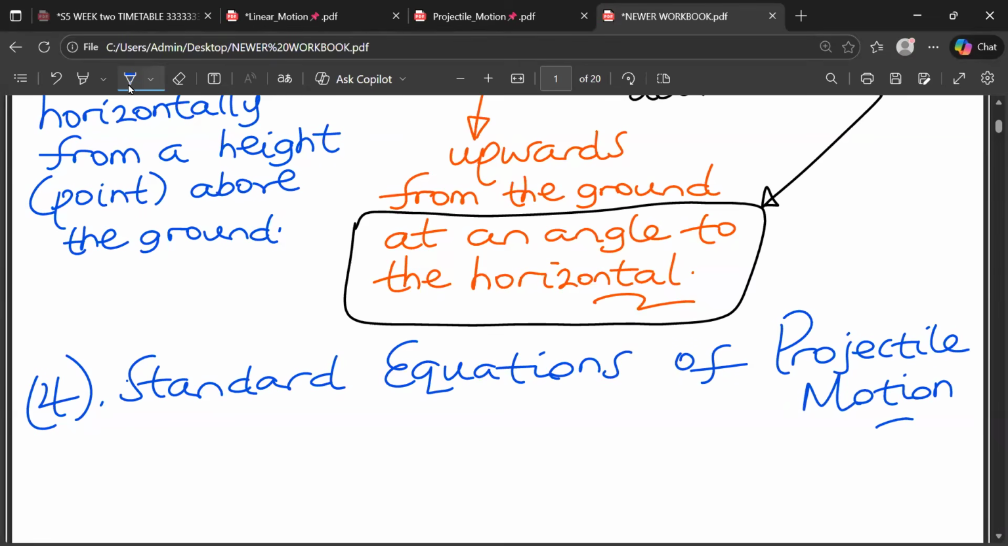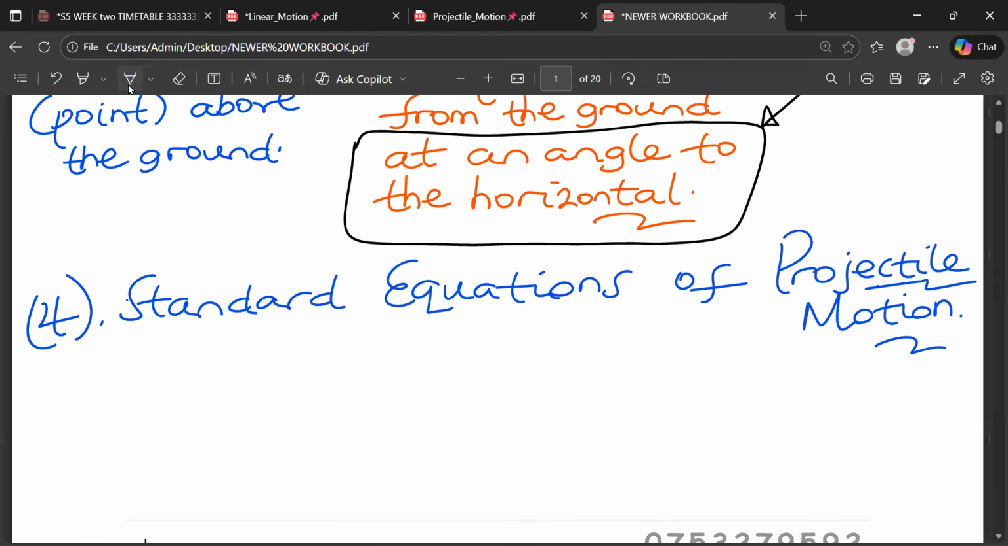I don't know if Ben is on because Ben gave me a misconception on the word projectile and I want him to learn it today. I don't know if he's on.